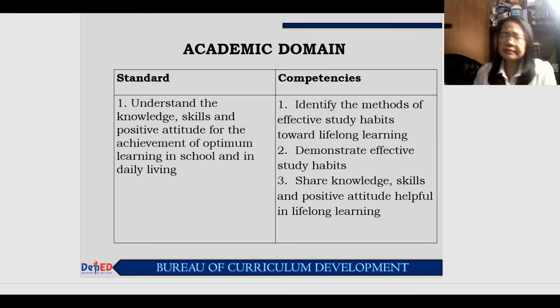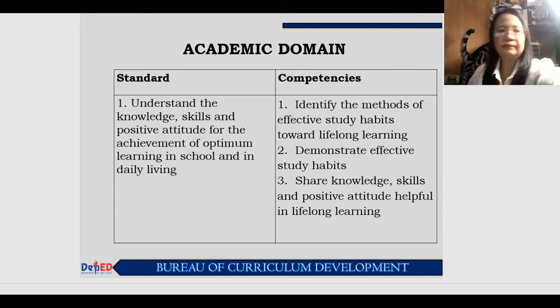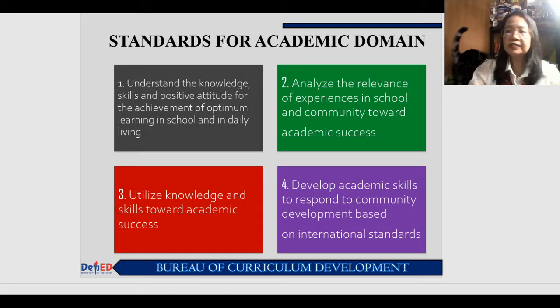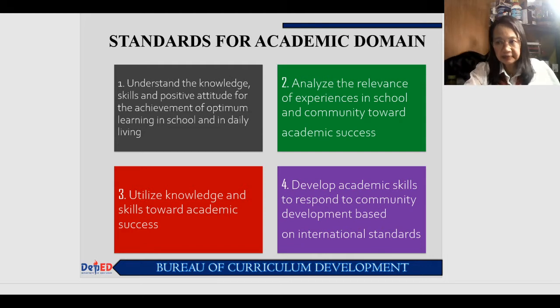Now, let's discuss the standard for academic domain. First, understand the knowledge, skill, and positive attitude for the achievement of optimum learning in school and in daily living. Here, let us take, for instance, the methods of effective study habit toward lifelong learning of our learners. Second, analyze the relevance of experiences in school and community toward academic success, in which learners consider positive and negative experiences in school and community toward success.